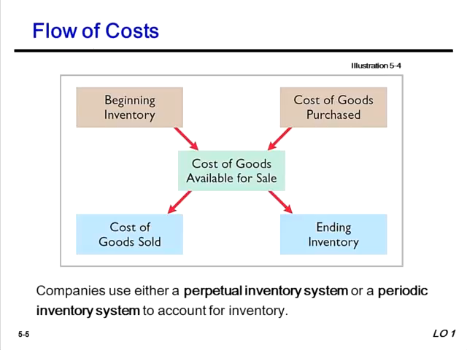This is a diagram that has the components of the cost of goods sold calculation. Right under that diagram, it says that companies use either a perpetual inventory system or a periodic inventory system to account for inventory, and we're going to look at that a little bit later. If we take the beginning inventory, what was left over from the prior accounting period, and add to that the cost of goods purchased in the current period, that gives us the cost of goods available for sale. To calculate the cost of goods sold, we need to see what we have left over in ending inventory. We subtract ending inventory from cost of goods available for sale, and that gives us our cost of goods sold.